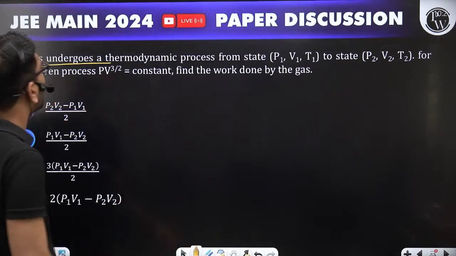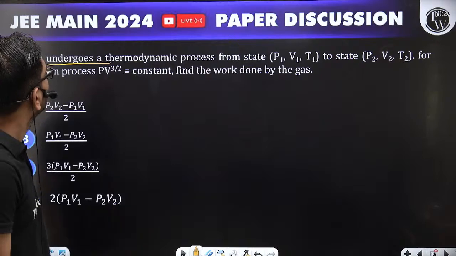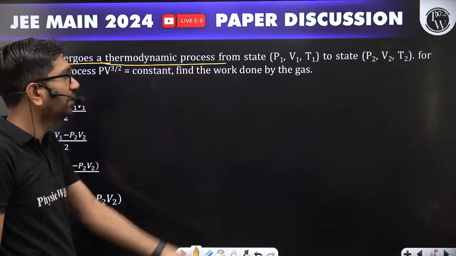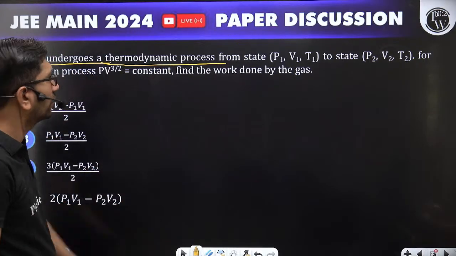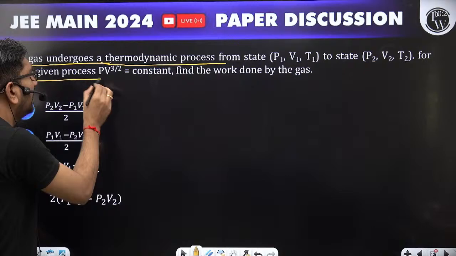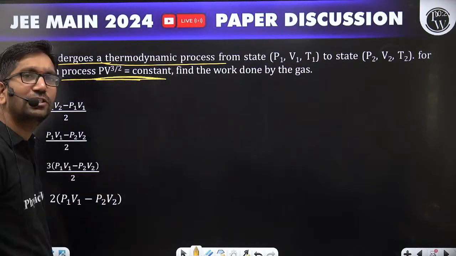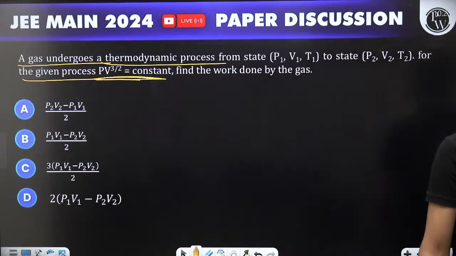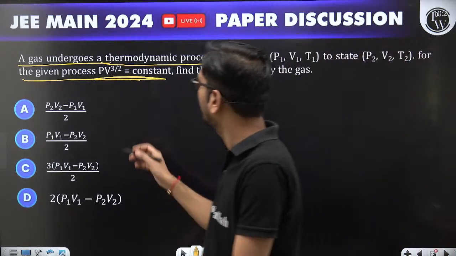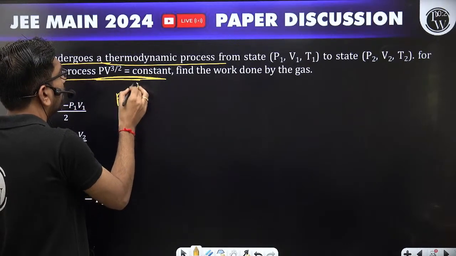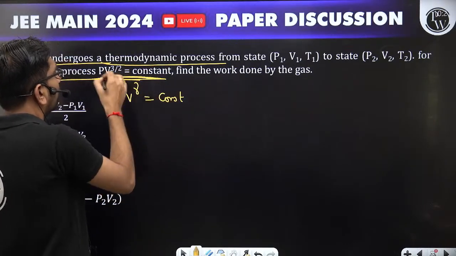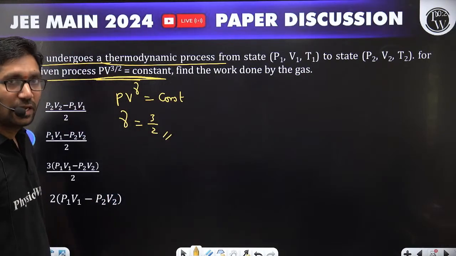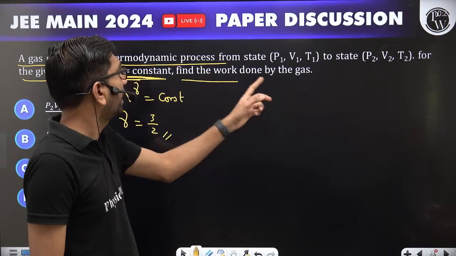A gas undergoes a thermodynamic process from a state P1, V1, T1 to P2, V2, T2. For the given process, see here, beta, after observing this, which process is it? In adiabatic process only, na? As in adiabatic process only, we get PV to the power gamma as a constant. From this data, the gamma value we can write as 3 by 2. Find the work done by the gas.